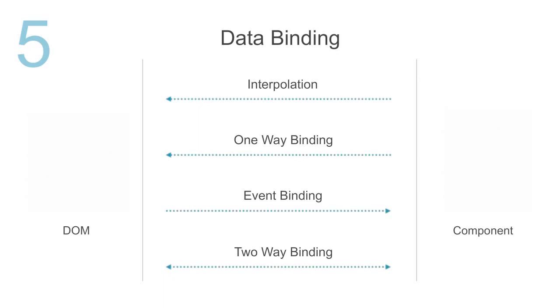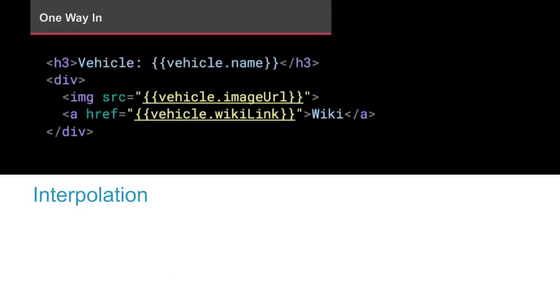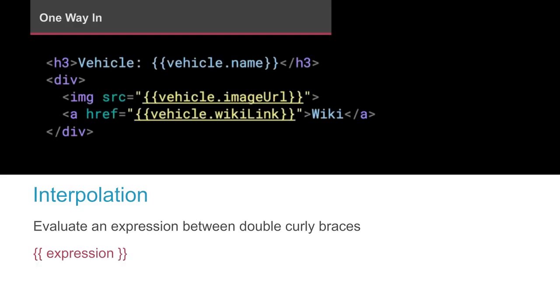Let's take a look at each one of these. First, interpolation is one way in. We might have this template that says, show the vehicle's name, its image, and its wiki link. And we can just use our interpolation to show those. It's just going to evaluate an expression, could be a function, could be a property, and it's going to display it. They will not be editable, and there's no way for the communication to go back down to the component. But this is great for read-only expressions. And every time the expression changes, it'll be reevaluated.